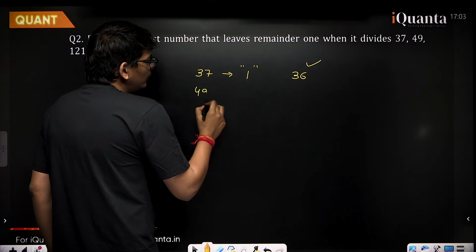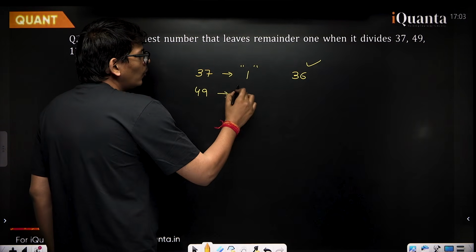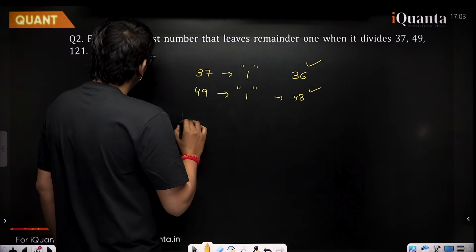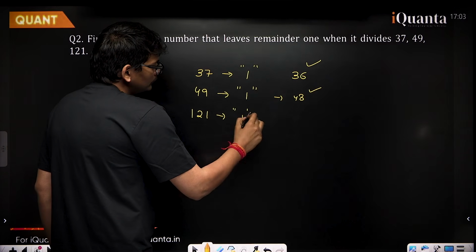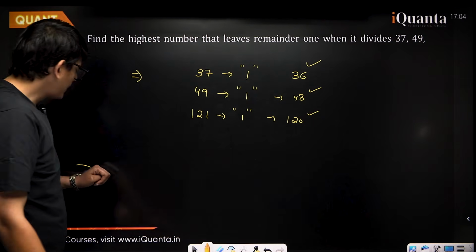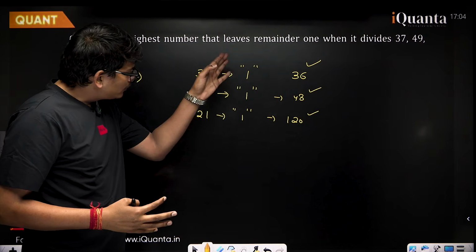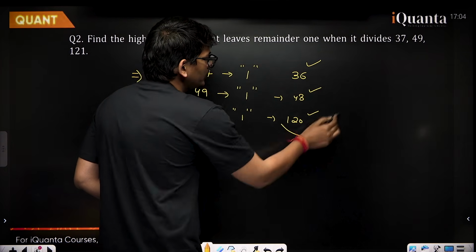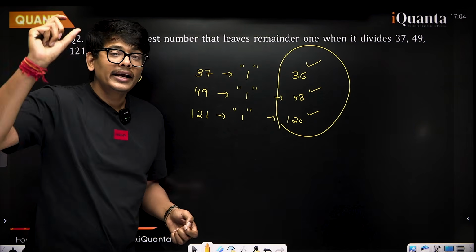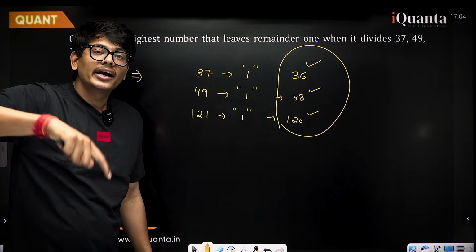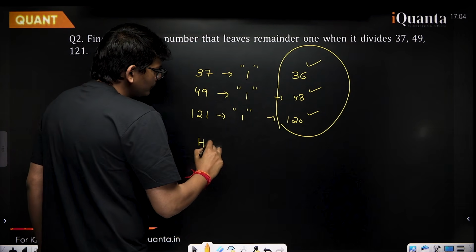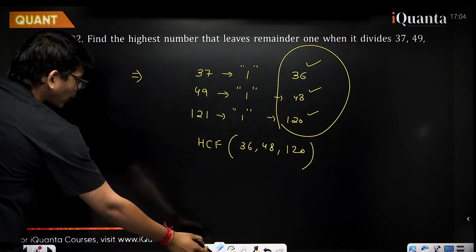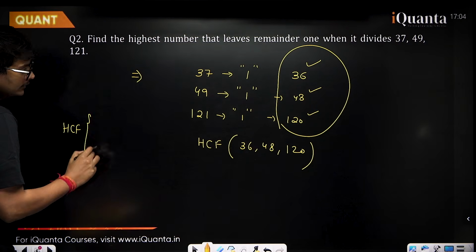Similarly, when we divide 49, it gives a remainder of 1, so I can say it divides 48 completely. Same goes for 121, it divides 120 completely. Now instead of solving for remainder 1, we have decoded this question in our form. That means we have to find the greatest number which divides 36, 48 and 120 completely. So my question becomes the HCF of 36, 48, 120. So what we did, if you observe, is this.